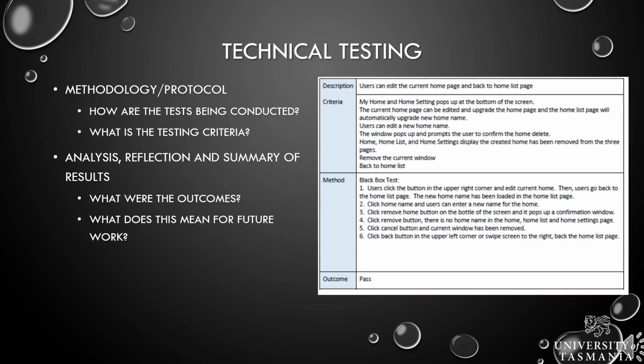So we want to know what the outcomes are, but what does this then mean for the future work? If some things failed, that means we're actually going to have to do some augmentation on those in our next Agile cycle. So those tasks have to be moved towards the next cycle.